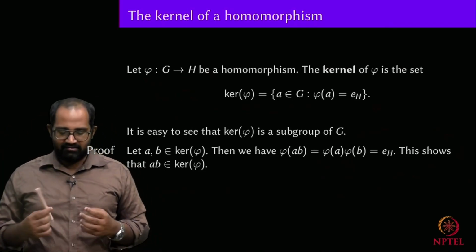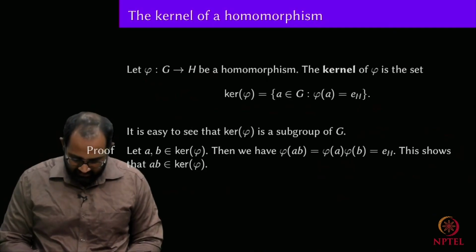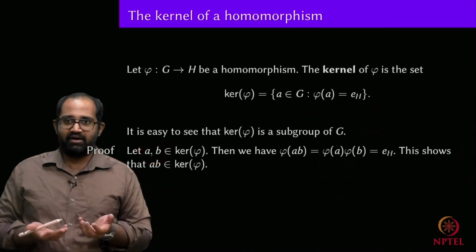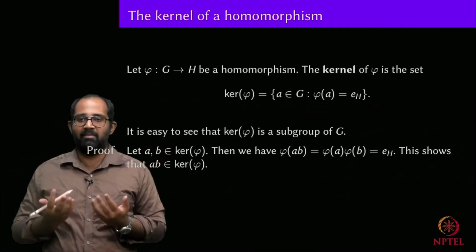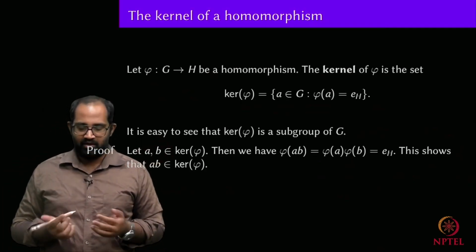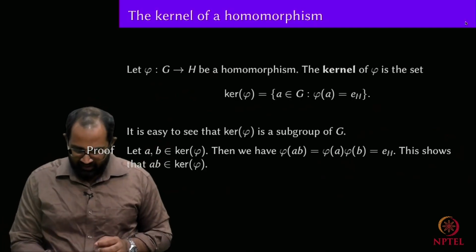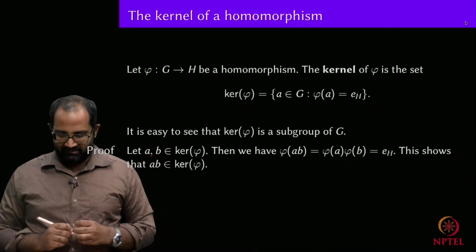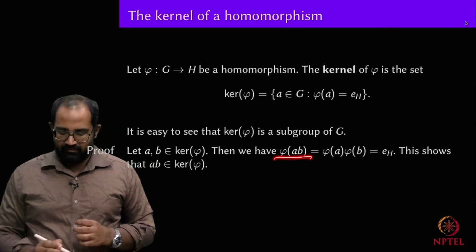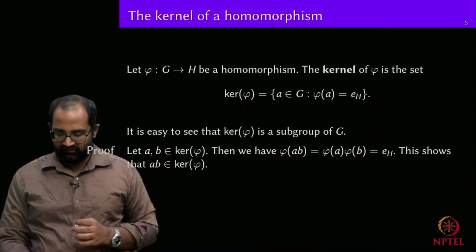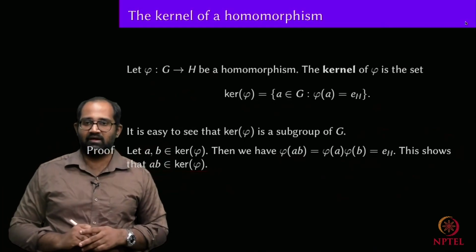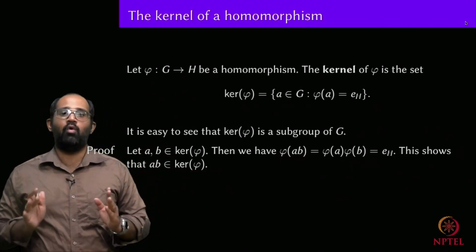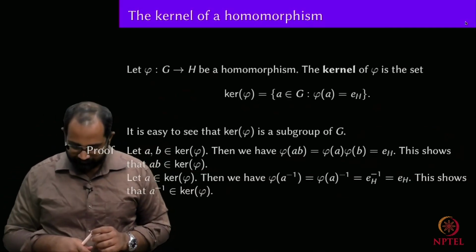If it so happens that if you take two elements A, B in kernel of phi and the product is not there in kernel of phi, there is absolutely no way by which kernel of phi can be a subgroup. So, first we have to check that the product is indeed there in the kernel, but this is triviality itself. Phi of AB is phi of A times phi of B, which is Eh. So, this shows that AB is in the kernel. So, at least there is some hope that kernel of phi is a subgroup.